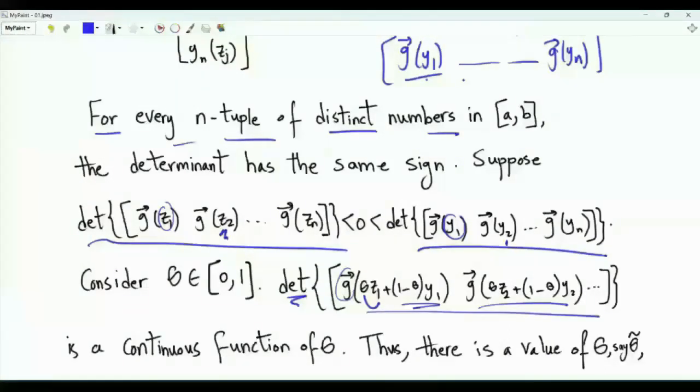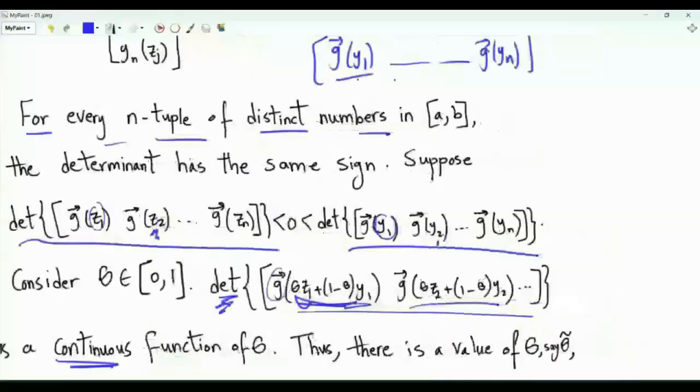Note that if we want to compute the determinant of this matrix, the determinant will be a sum of products of those g functions. The g functions are continuous. A product of the g functions will be continuous, and the sum of products will be continuous. The argument of each g function is an affine function of theta, which is continuous. The idea is that this determinant is a continuous function of theta.